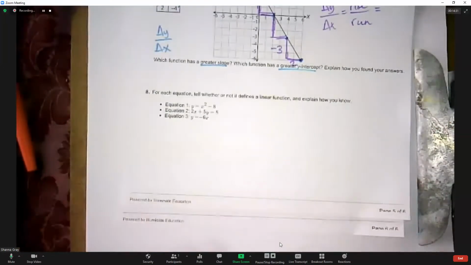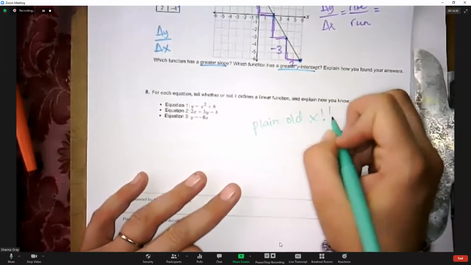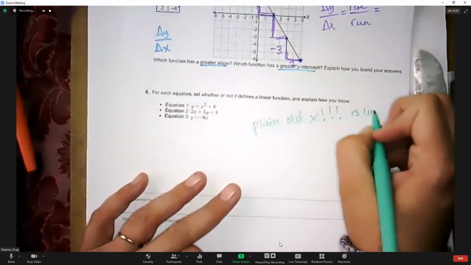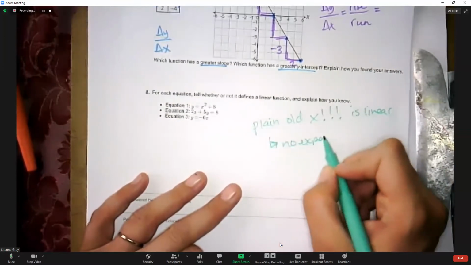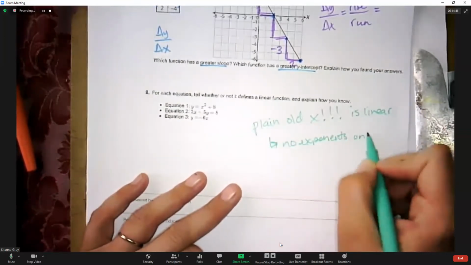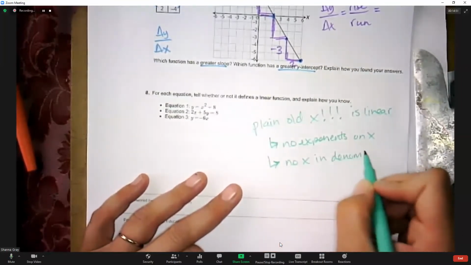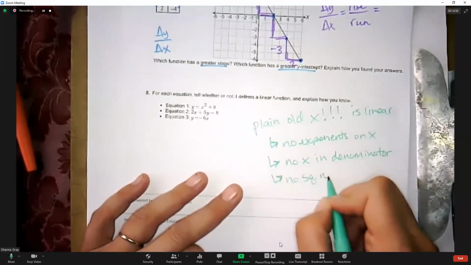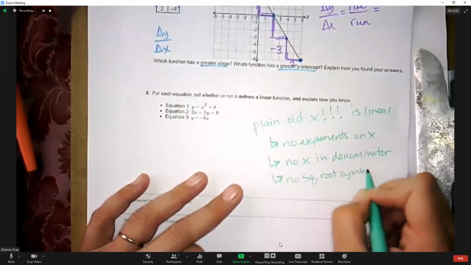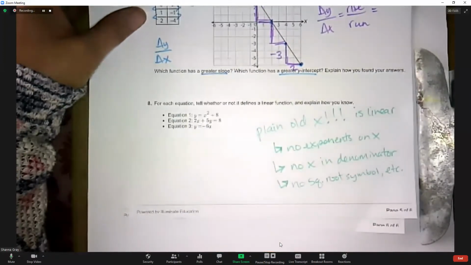Okay, number 8, again, plain old x is linear. So no exponents on x, no x in denominator, no square root symbol, etc. Hopefully that seems pretty straightforward. So there's 3 different ones here to talk about which way it is.